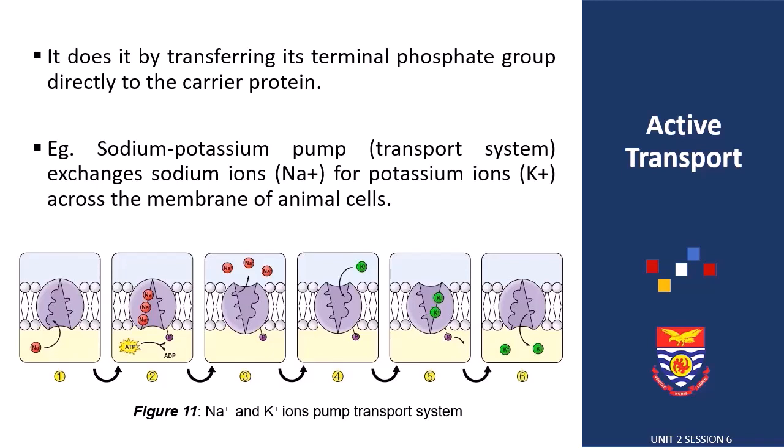As the phosphate group is attached to the transport protein, it results in a change in shape of the carrier protein that enables it to transport the solute across the membrane. In this case, three sodium ions will be transported across the plasma membrane to the extracellular fluid, which results in the pumping of two ions of potassium into the cell.